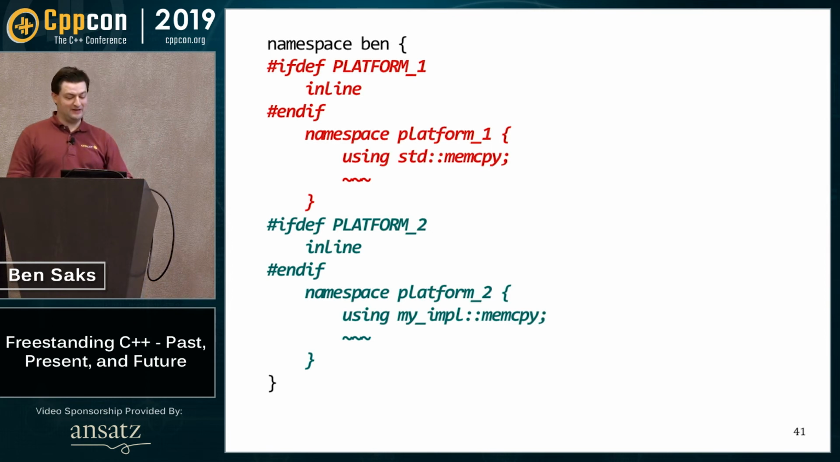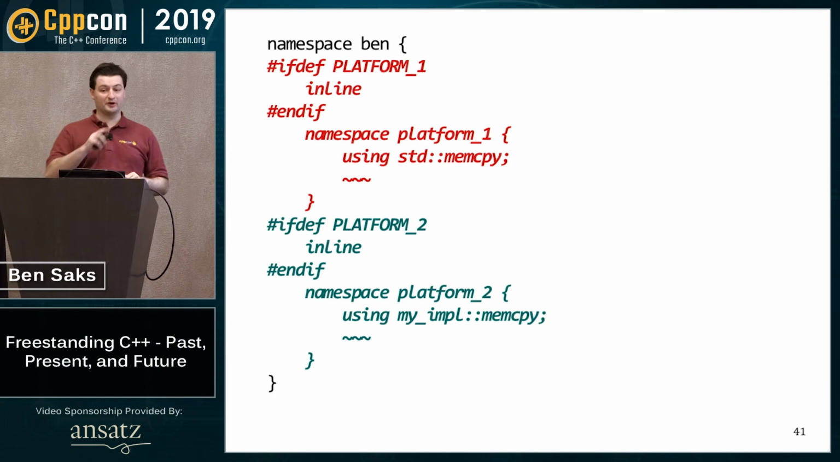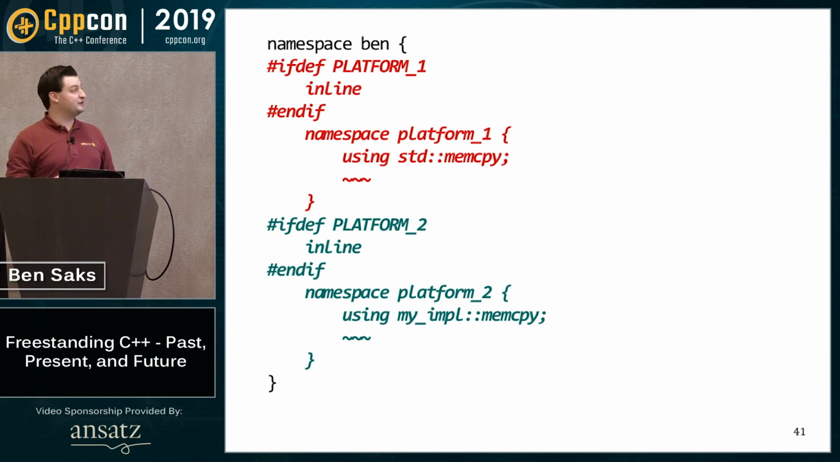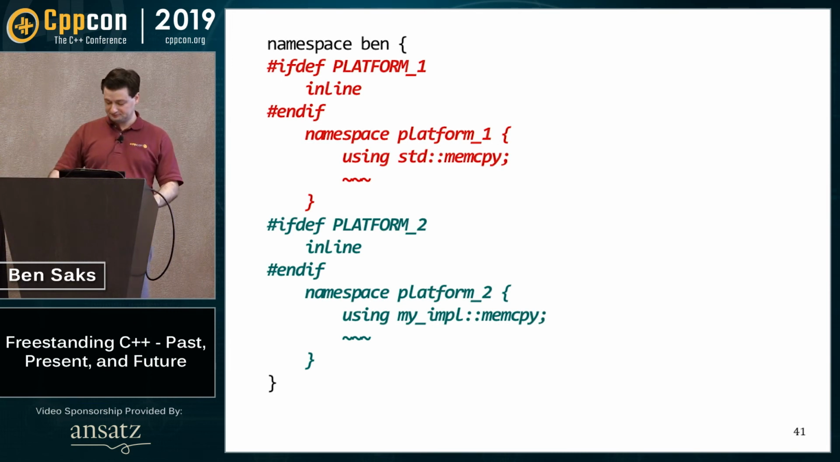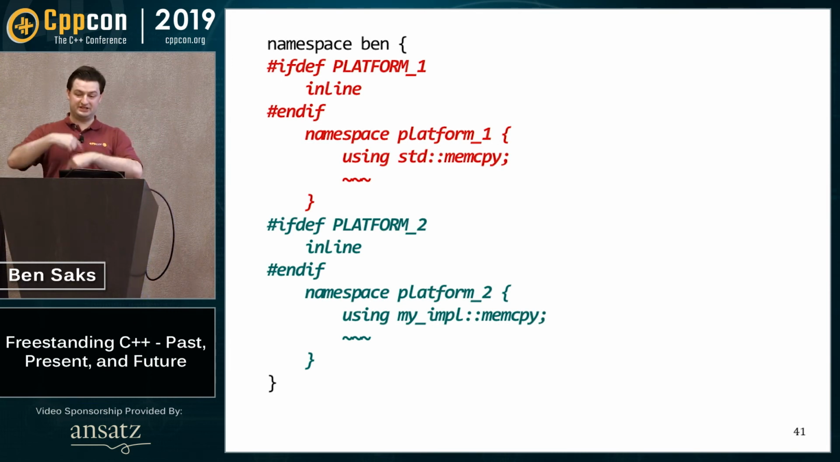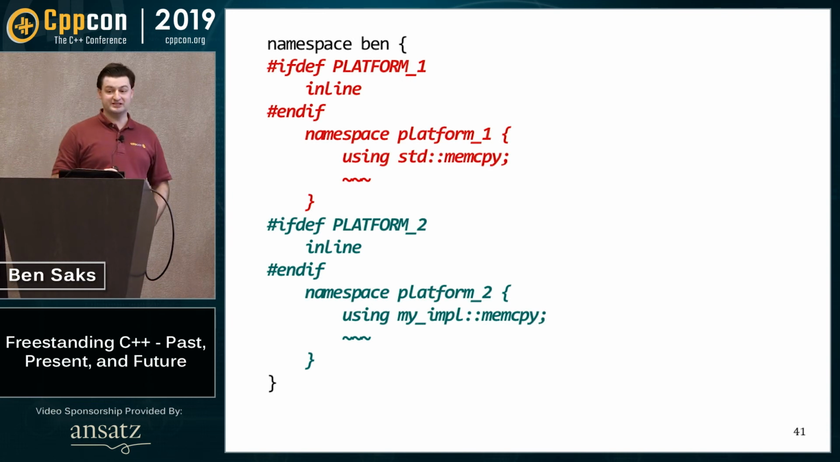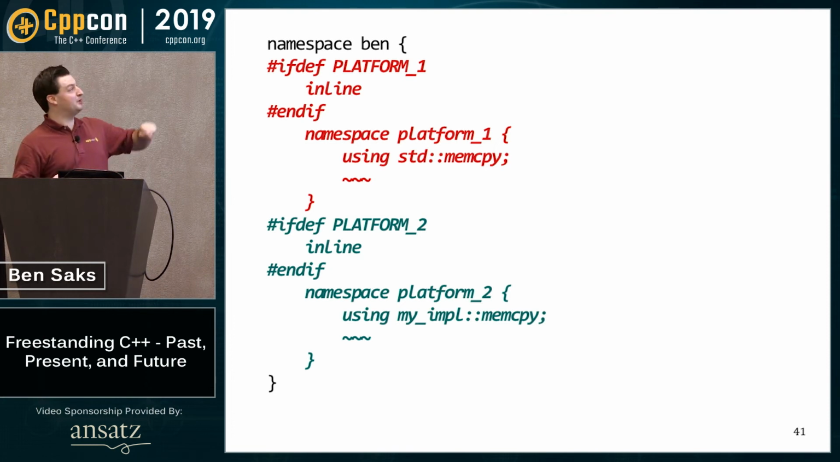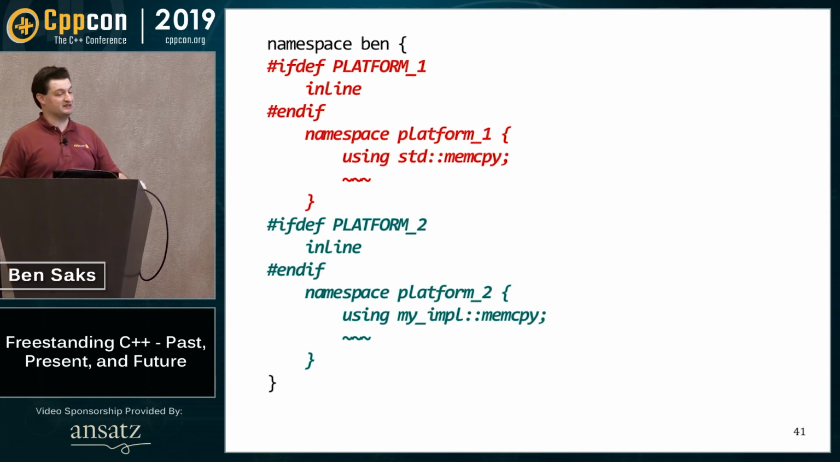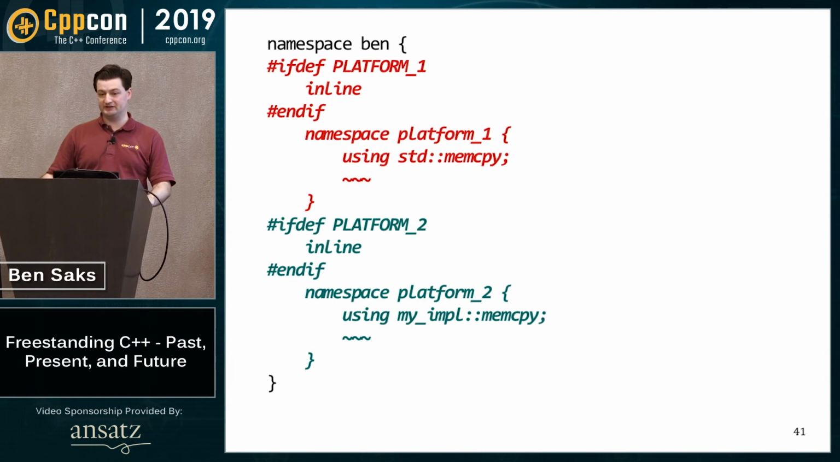And then inside that namespace, you would have a bunch of individual namespaces for each of the platforms that you intend to support. And within those namespaces, you would either use the standard library implementations of the functions you needed, or you would bring in your own implementations for the platforms that don't provide some of those functions. And then you would conditionally compile one of those namespaces as an inline namespace.